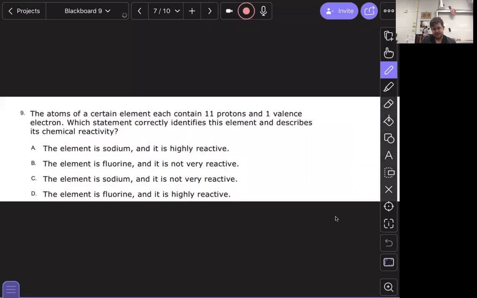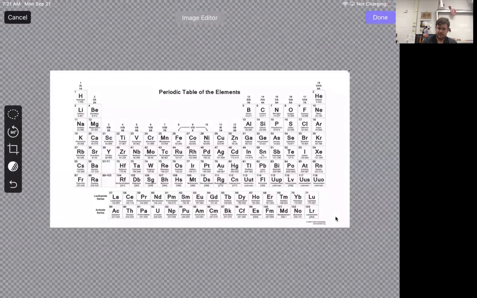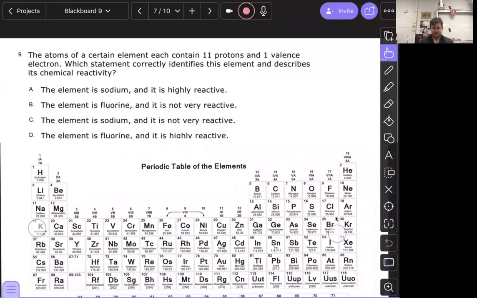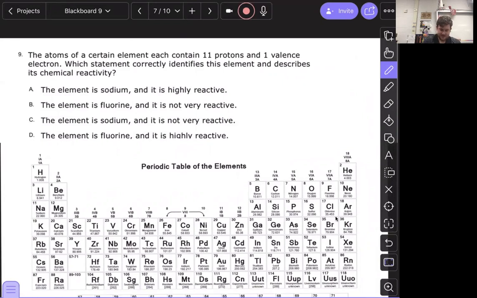The atoms of a certain element contain 11 protons and 1 valence electron. Which statement correctly identifies this element and describes its chemical reactivity? So I have 11 protons, so then it's sodium, because protons determine the element's identity right here. And then one valence electron. So remember, the closer I am to a full outer shell, the more reactive I am.